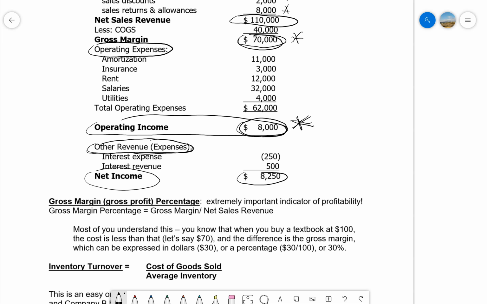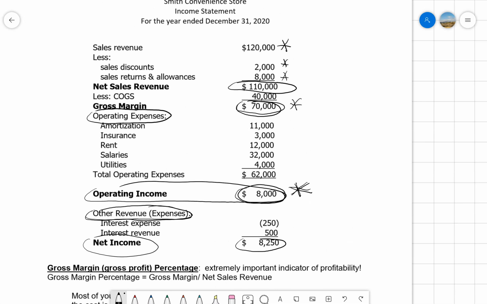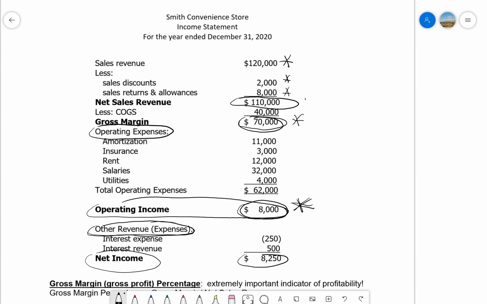So once again, it looks similar to the income statement we've seen in the past. The only difference is we have more detail. We have our net sales revenue, we have our gross margin, then we have our operating income, and then finally our overall net income.